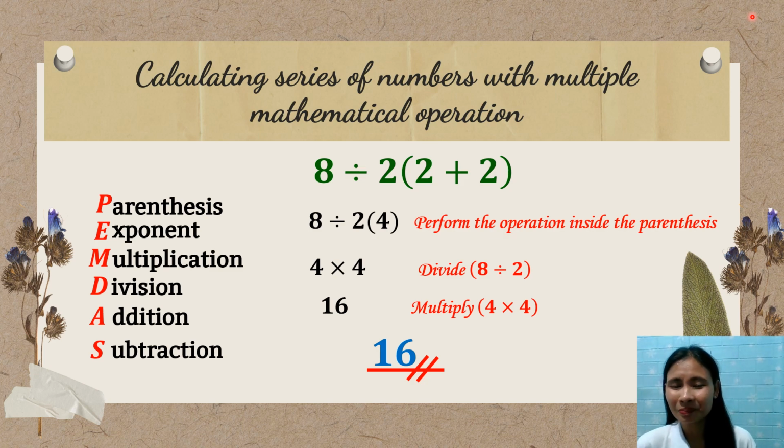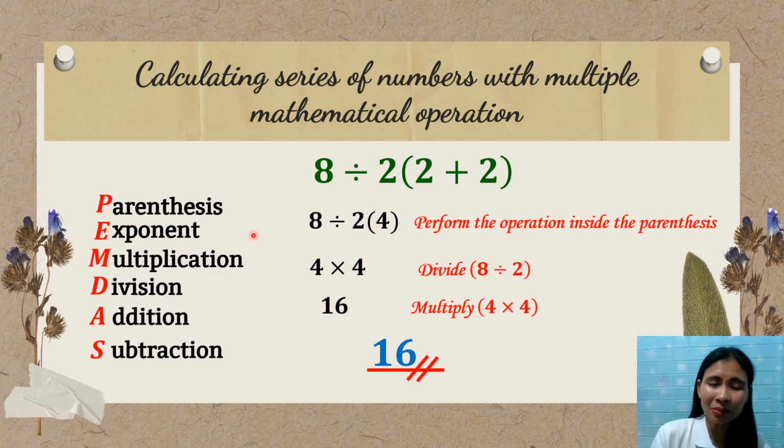I hope I was able to make it clear what the proper way of calculating a series of operations is. Again, we start with parentheses, then exponent, then multiplication and division, whichever comes first, first come, first served. The same thing goes for addition and subtraction: whichever comes first. I hope you learned something from this one.